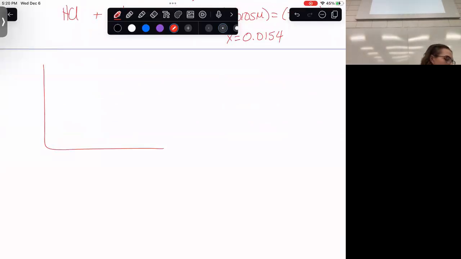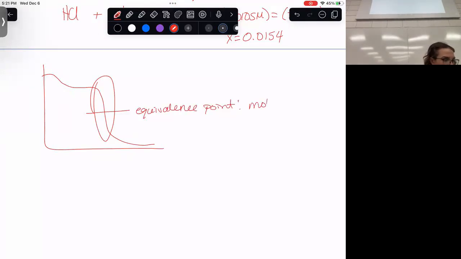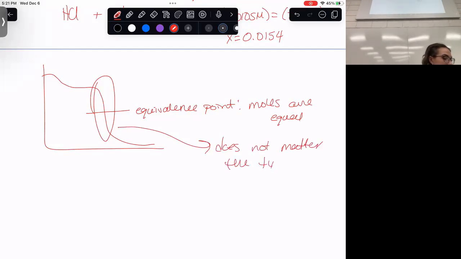Okay, so if we think about a titration curve, in terms of this one here, we're gonna have this, and then we're gonna drop down and we're gonna be here. So at this point here, this is where your equivalence point is, and this is where moles are equal. So in this slope range, it does not matter the type of acid or base.